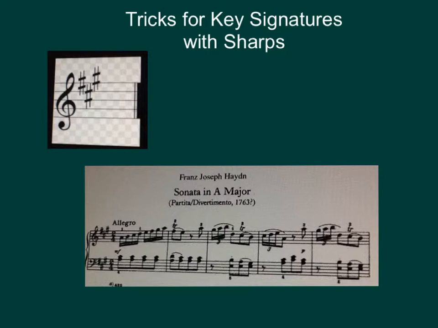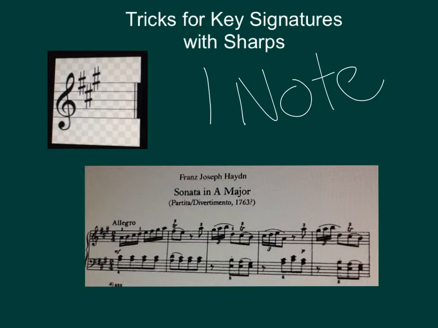All you need to do is go up one note, or one semitone. My last sharp is G sharp. If I go up one semitone from G sharp, I land on A. That tells me, if we are taking it for granted that this is in a major key signature, that my piece of music is in A major.